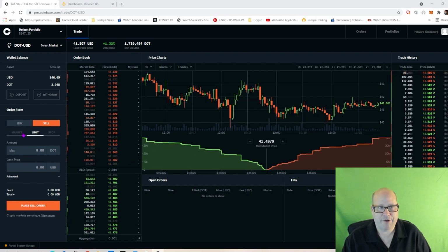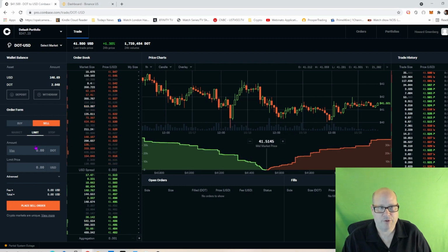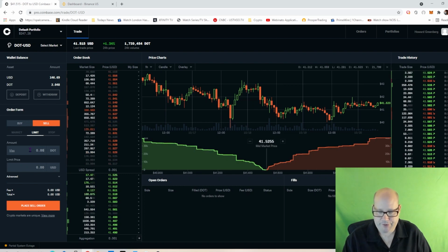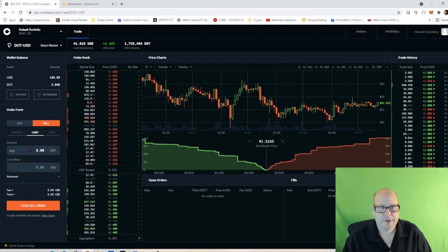I'm going to come down here. I make sure that sell is selected. I select the limit order option here, and now I enter my amount. I want to sell 2 Polkadot. And how much do I want to sell them for? I'm looking for a little bit more profit here. I want to sell it at $45.